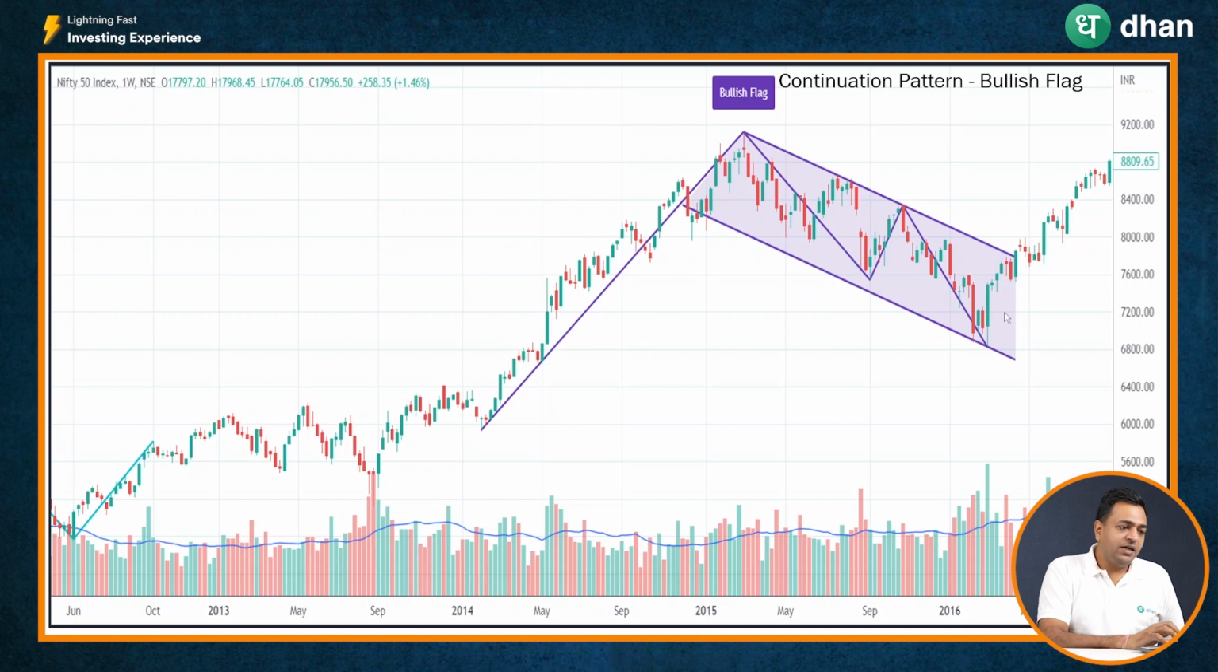So as you can see, the stock or the index was in an upward journey, it consolidated for a bit and then it again resumed back its up journey. So this is known as a bullish flag pattern or a bullish flag and pole pattern, and it's a continuation pattern indicating that the up run will continue after the consolidation phase is over.